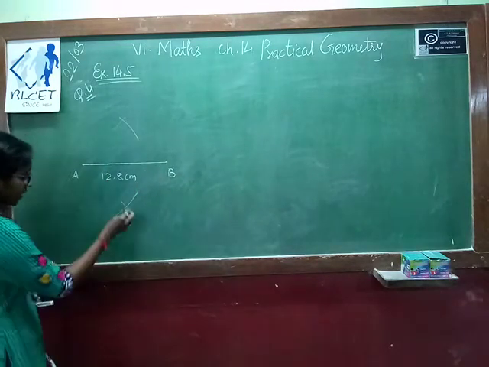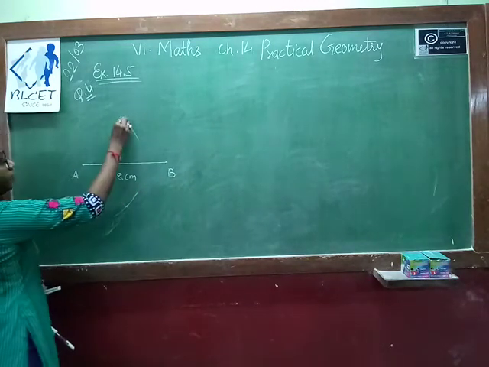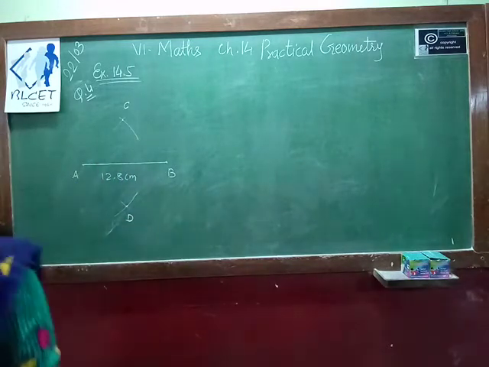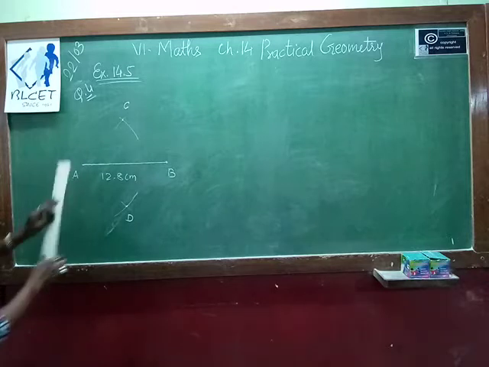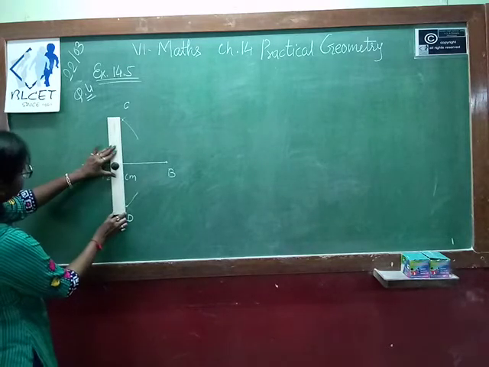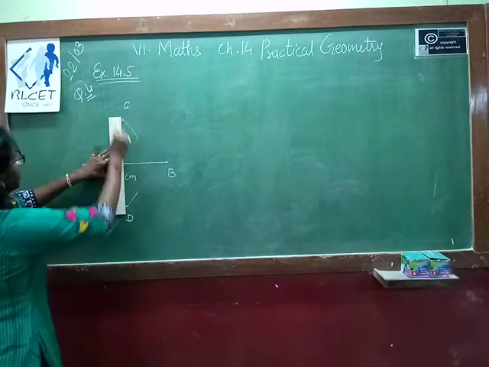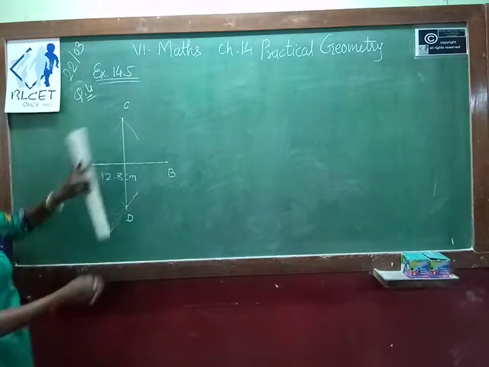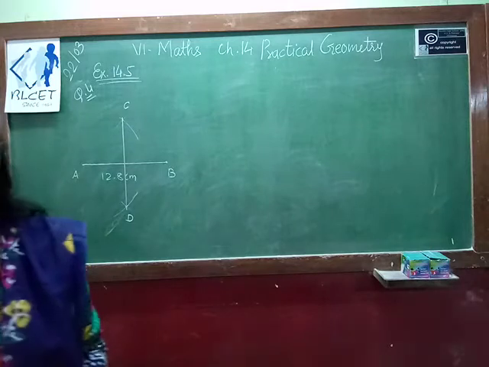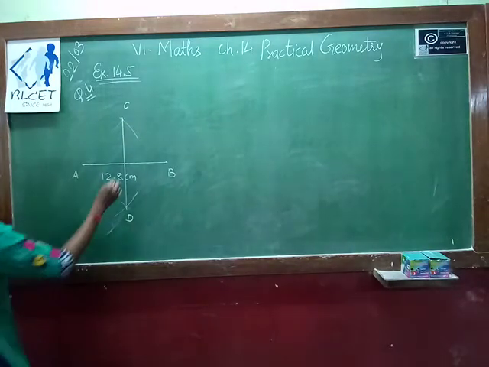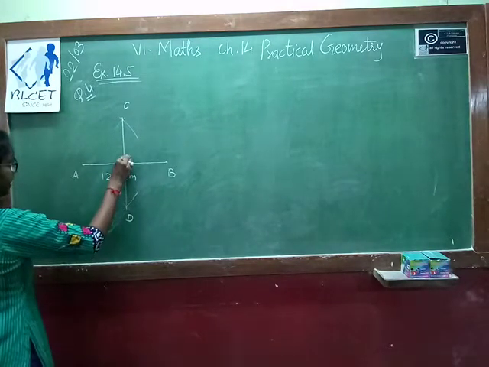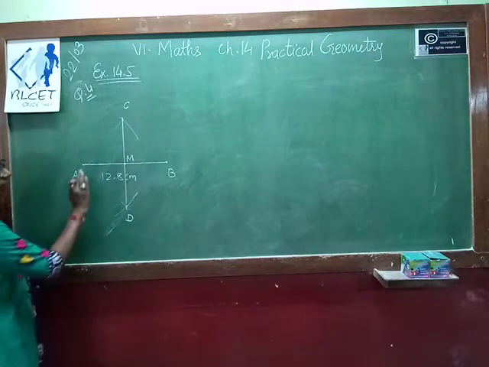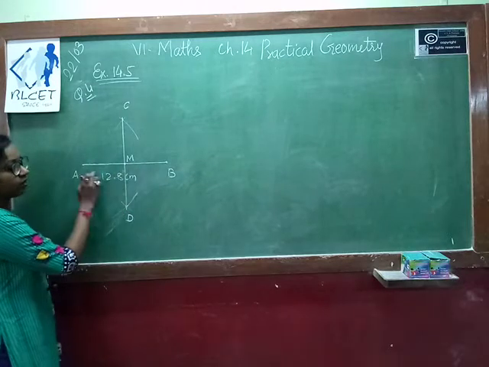So what happened, you are getting 2 points, name them C and D. Now join the points C and D. So this CD is the perpendicular bisector of AB which divides the whole line segment into 2 equal parts. Here you can give the name M. Now AM is equal to MB, 2 equal parts we are getting.